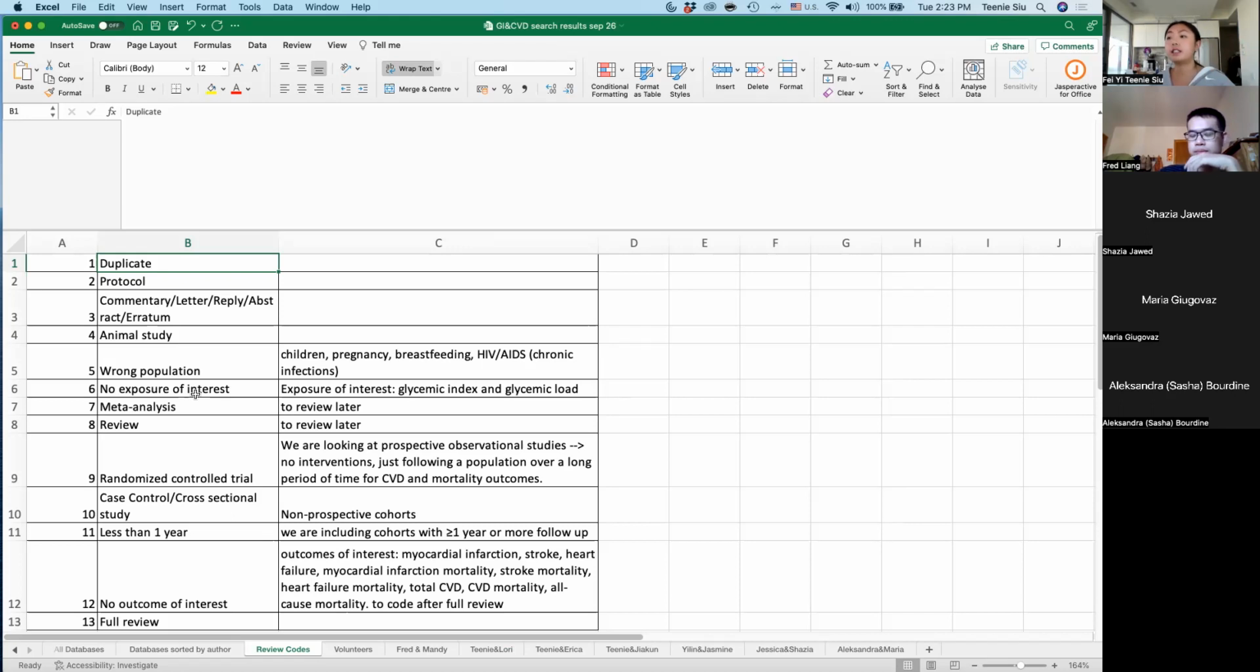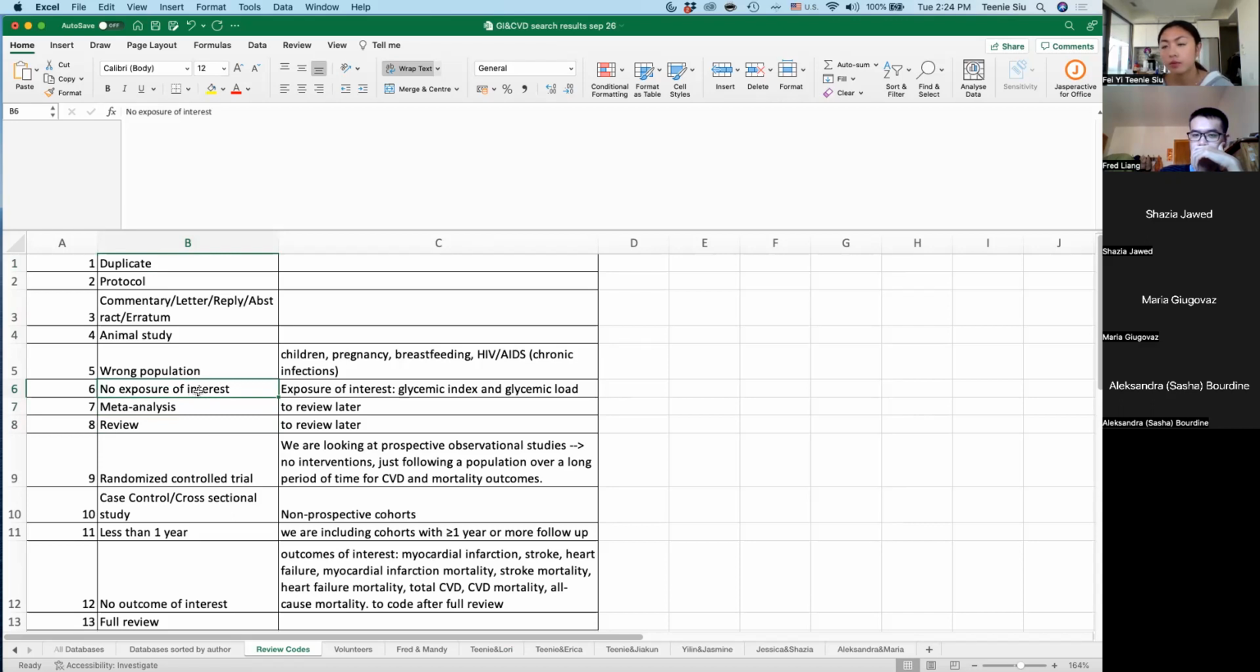Yeah, so even if it mentions meta or review, but it doesn't have glycemic index or load in their meta or review, you still write no exposure of interest. You follow the hierarchy here. So the flow chart, no exposure of interest is over meta or review. So you would write no exposure of interest. This is because we will look over metas and reviews later on that are related to our topics, and it doesn't make sense for us to look over metas that aren't related to our topic either.